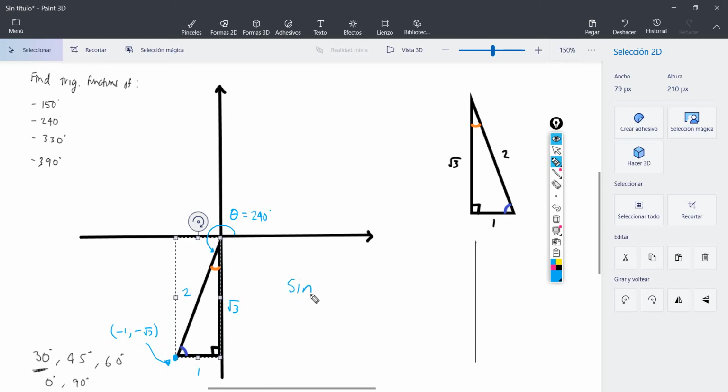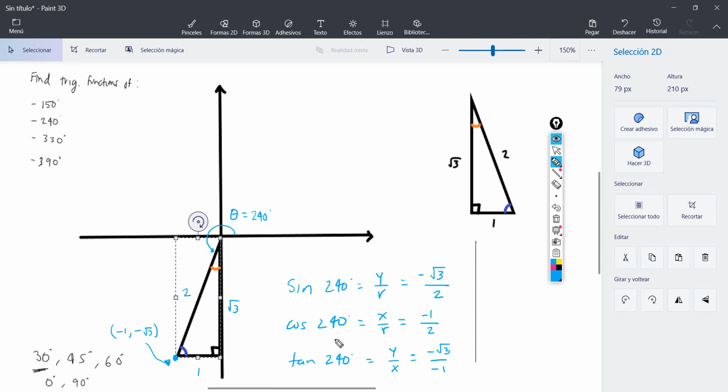And I can calculate one more time the sine of 240, which is y over r, which would be equal to minus the square root of 3 over 2. Cosine of 240, I'm just going to do it now. There you go. These are the 3 trigonometric functions of my angle of 240 degrees.